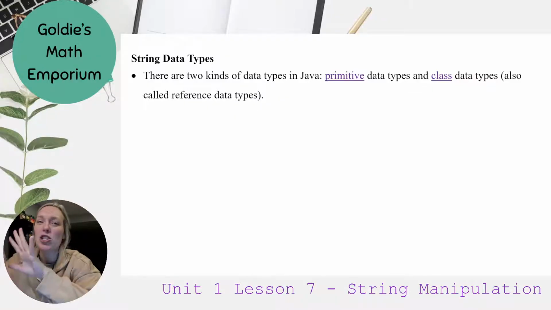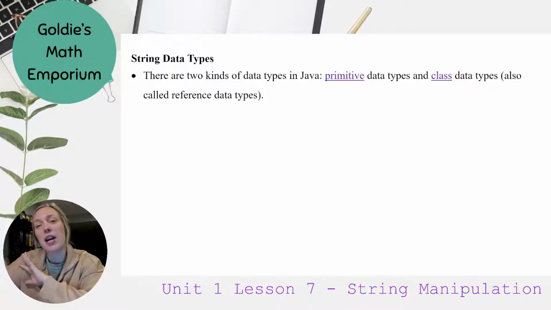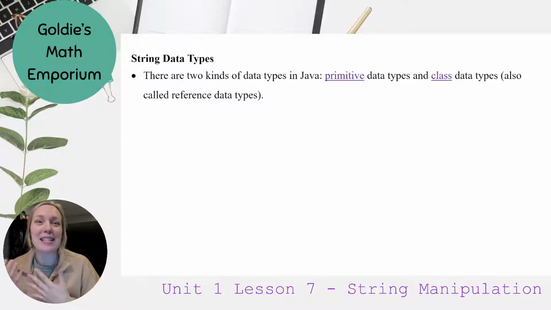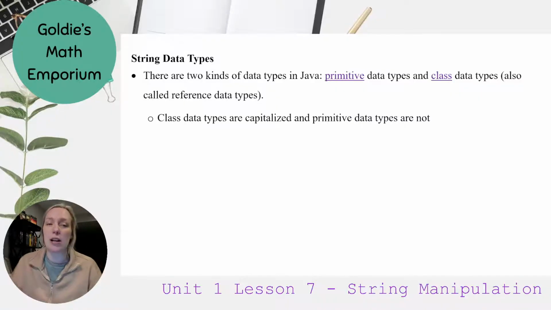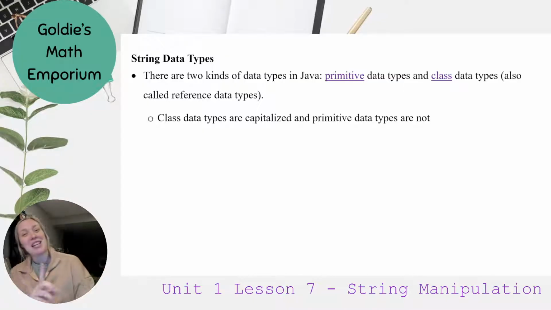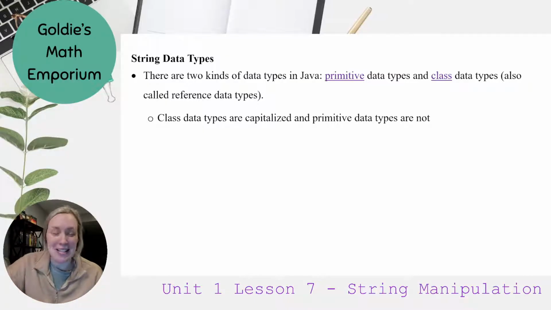Let's get into talking about what string data types are, because they're a little different than primitives. Primitive data types are the ones we've worked with most often so far in our expressions, like ints and doubles, and a couple of other ones we've talked about. But we also have class data types, also called reference data types, because they use what we call references to reference data in memory. So these class data types, that's where string comes in. The easiest way to look at the difference between the two is that class data types are going to be capitalized and primitive data types are not. Easy way to remember it.